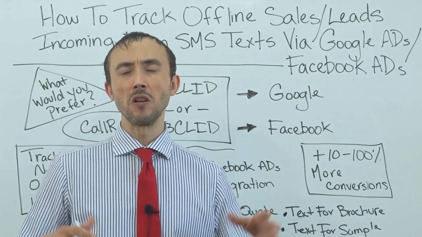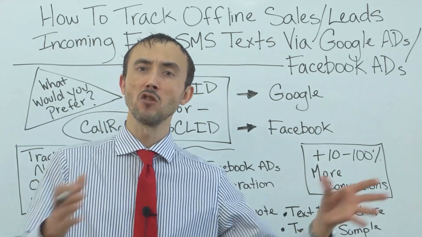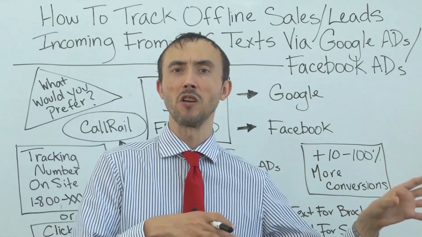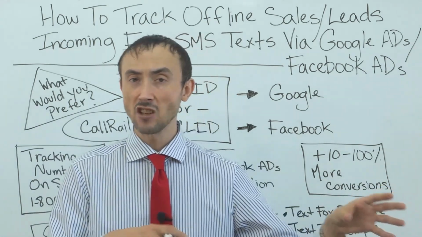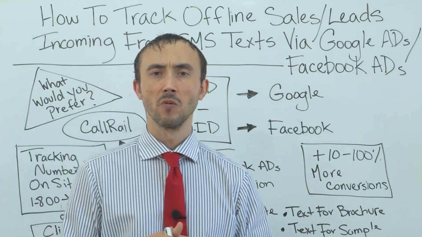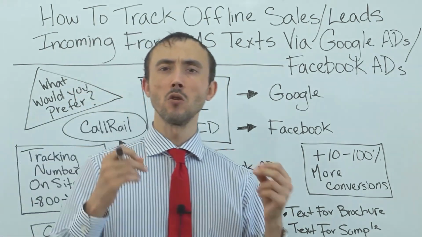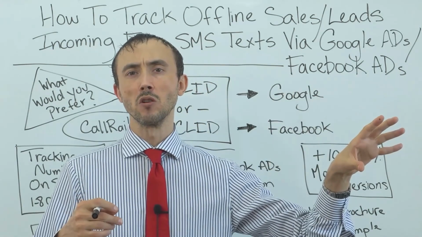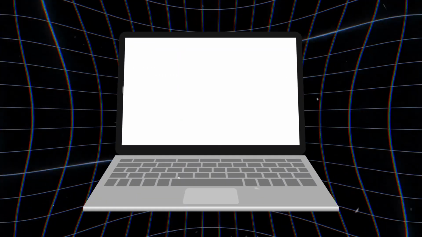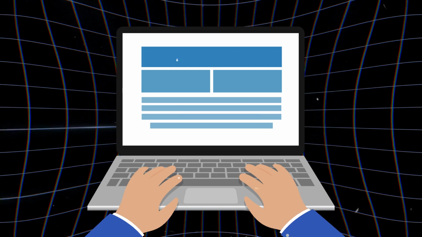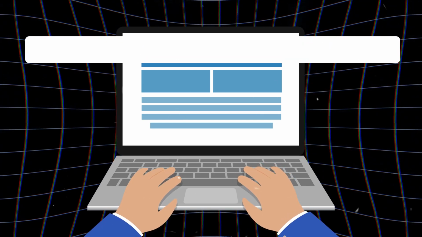This is something that we do all the time with phone calls, and you should also do with SMS, specifically if you have a call to action to actually ask people to text you. So, Google Click ID: there's a unique Google Click ID tied to every click on Google's ad platform. When somebody gets to your landing page, the Google Click ID is in the URL. It's at the end of the URL.